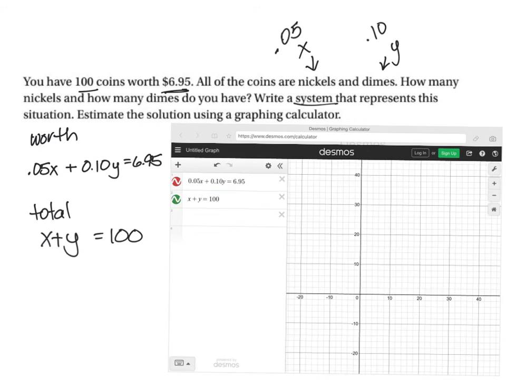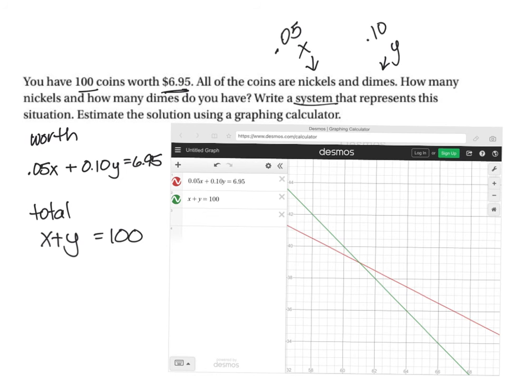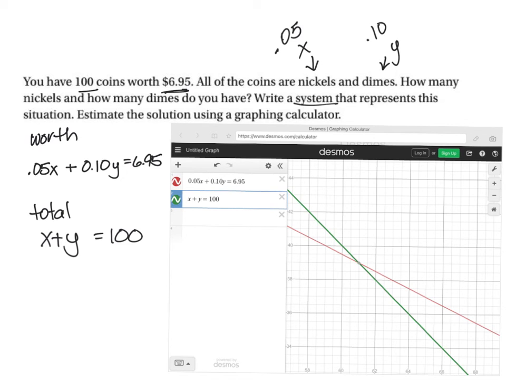Now, of course, we're going to have to zoom out to find our graph. So we can see this point of intersection is right here. So when I touch that, it should give me the point 61 and 39. So that means we have 61 nickels and 39 dimes. And of course, we can check that by substituting those values into both equations.